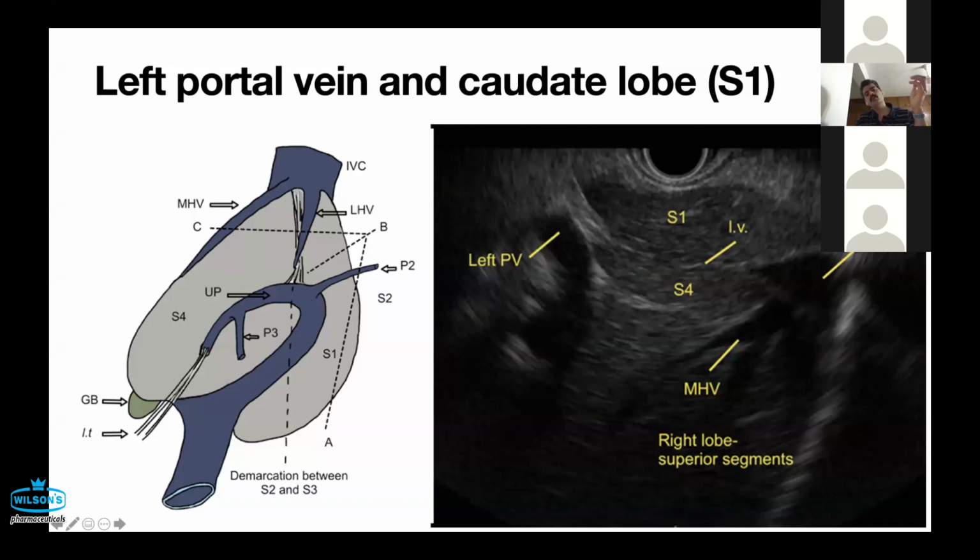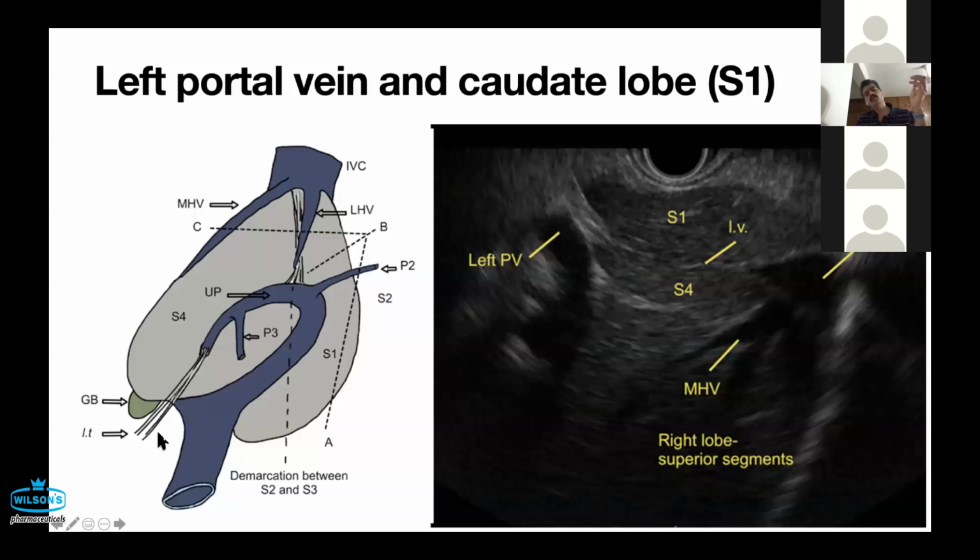Just recognize these structures. And as we had mentioned, just below the probe, because we are imaging from here, is the caudate lobe, with the cava below, and the segment 4 is seen beyond the caudate lobe. We see the middle hepatic vein and the posterior segments of the right lobe deeper down. So this is just to explain to you the principle.